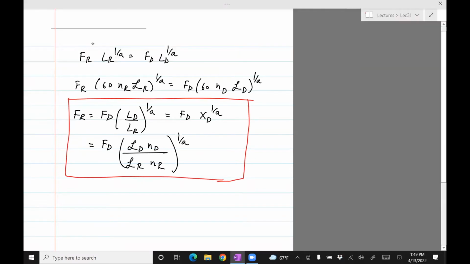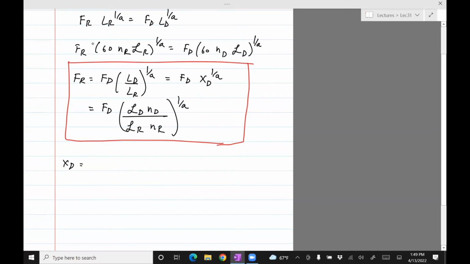So what's X_D? X_D is, as you see, L_D divided by L_R. It's basically a dimensionless multiple of rating life. Okay, so if you are given F_R and F_D, then this basically gives you a way to compute the life.